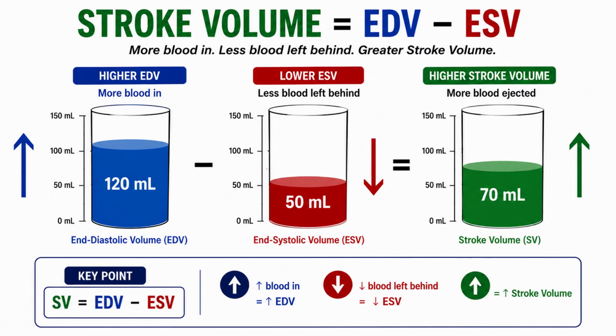This is called the end-systolic volume. Stroke volume is simply the difference between these two values. In this example, 120 milliliters minus 50 milliliters equals a stroke volume of 70 milliliters per beat. In other words, the heart ejects 70 milliliters of blood with each contraction.